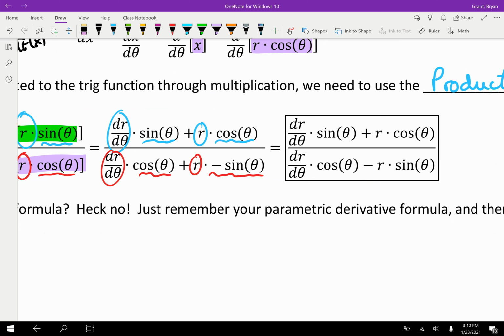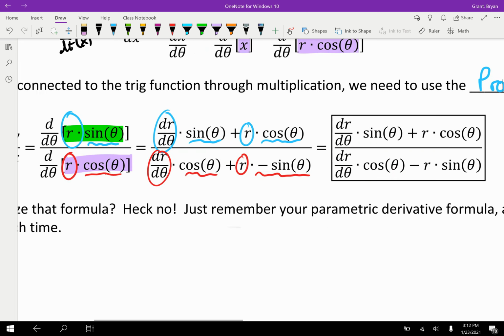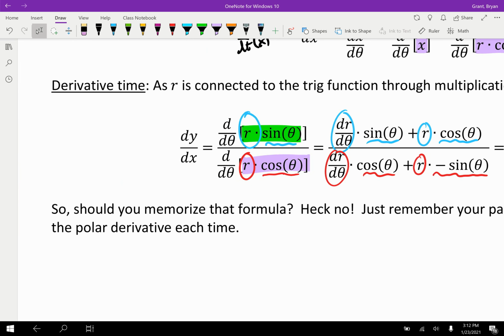Now, this is a derivative that I would suggest you do not memorize. It doesn't come up enough, and it's not important enough to memorize, but you do need to be able to find it if asked for. And how do you do that? You remember your parametric derivative.